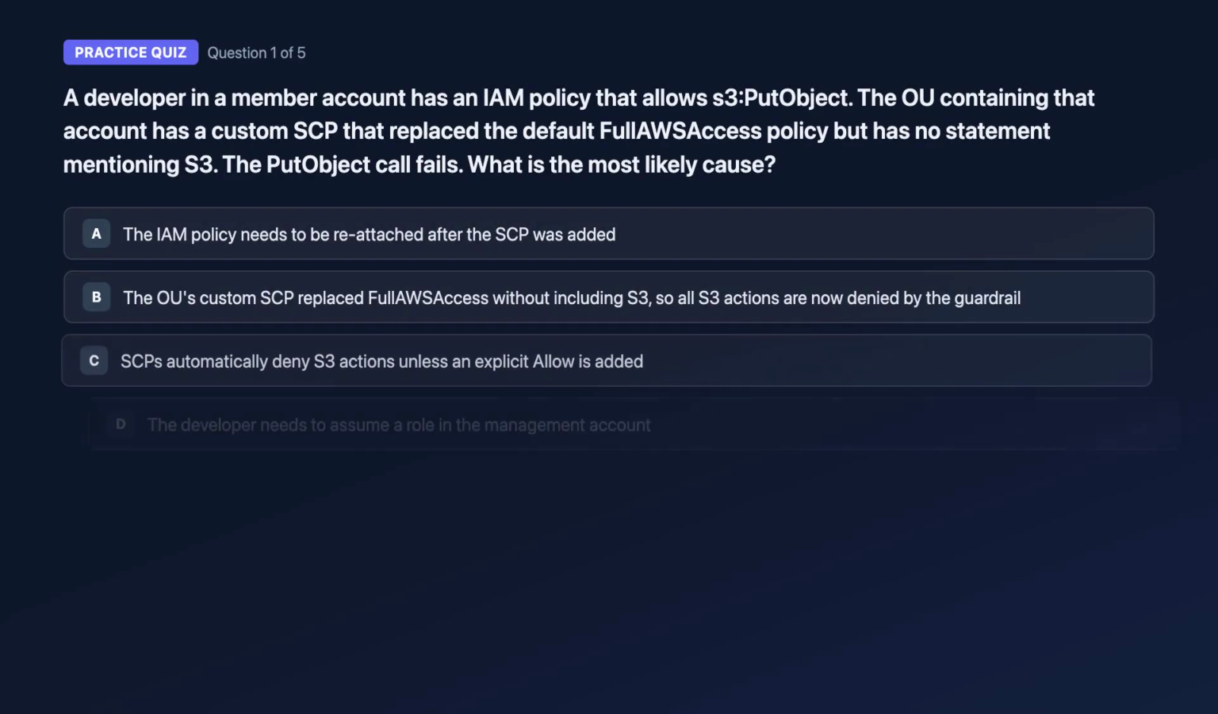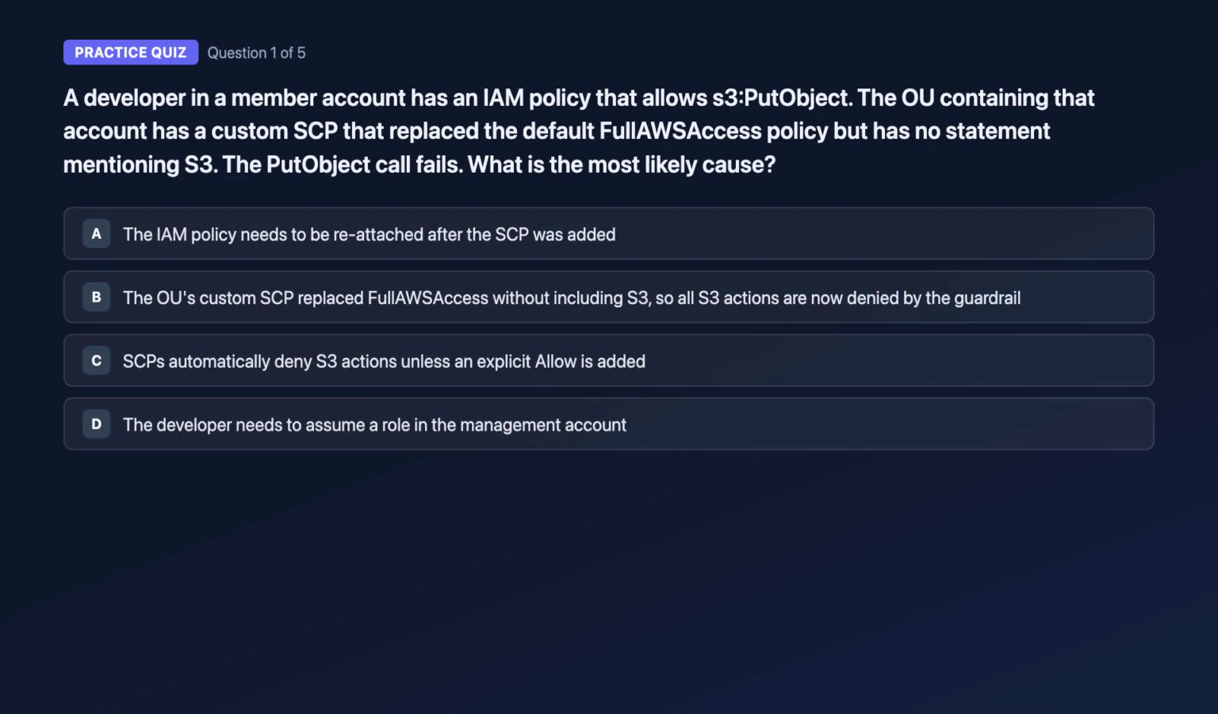Alright, time to put what you've learned to work. Question 1. A developer in a member account has an IAM policy that allows S3 put object. The OU containing that account has a custom SCP that replaced the default full Amazon Web Services access policy, but has no statement mentioning S3. The put object call fails. What is the most likely cause?